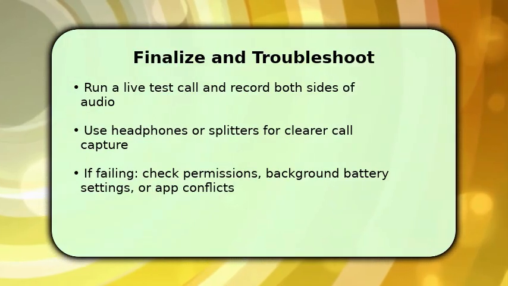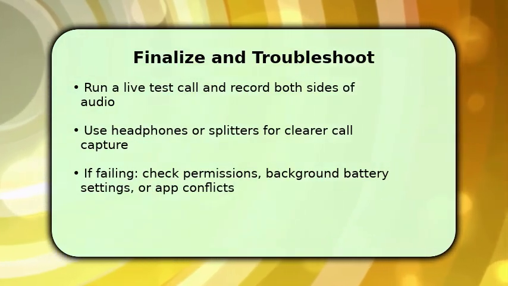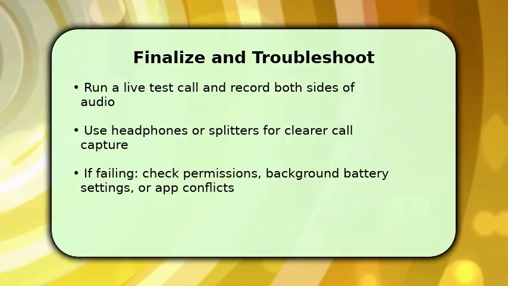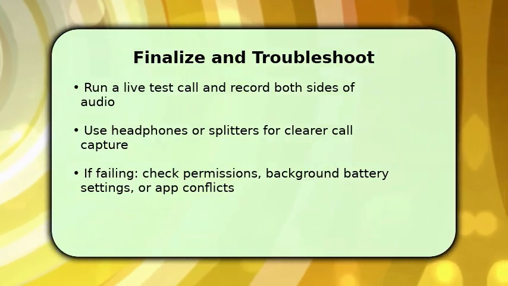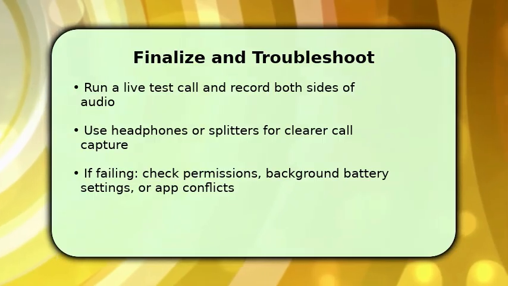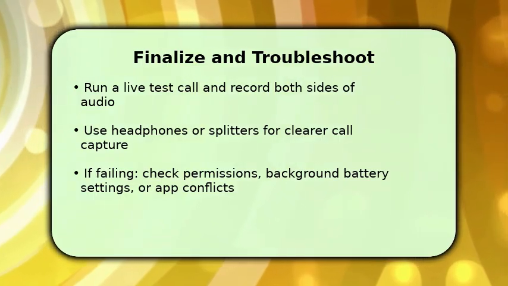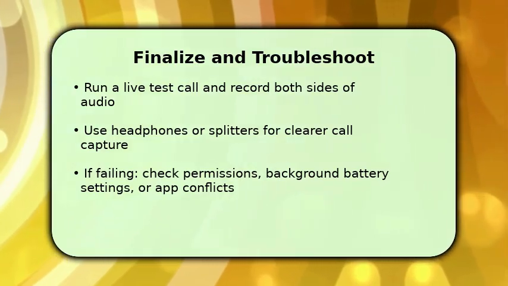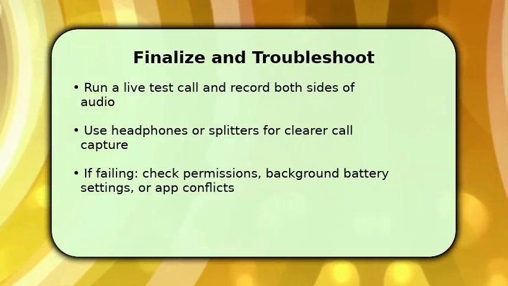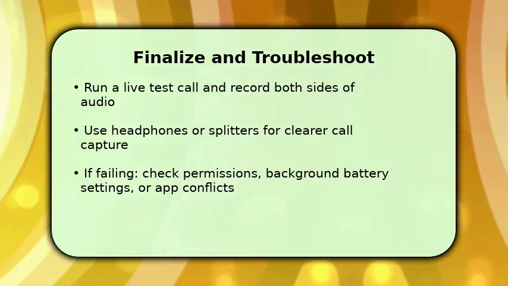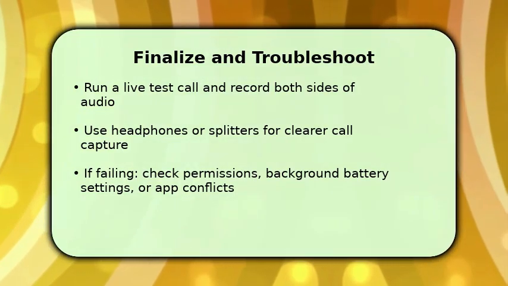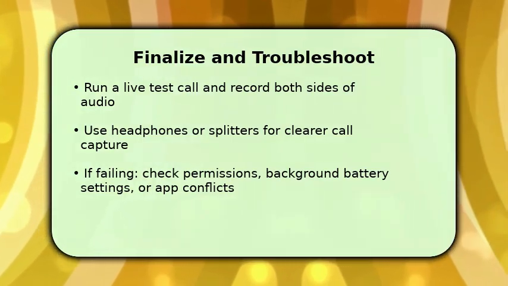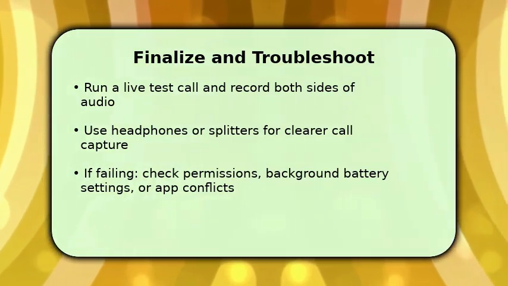Finish by performing a full test. Make a short live call and record to verify both sides are captured clearly, adjusting mic gain if needed. If you need higher quality, use wired headphones or a call splitter to reduce echo and background noise. Once satisfied, schedule automatic recordings or bookmark the app for quick access. If recording fails, check permissions, disable aggressive battery optimization, and close other audio apps. These steps resolve most issues and get you reliably recording in production.